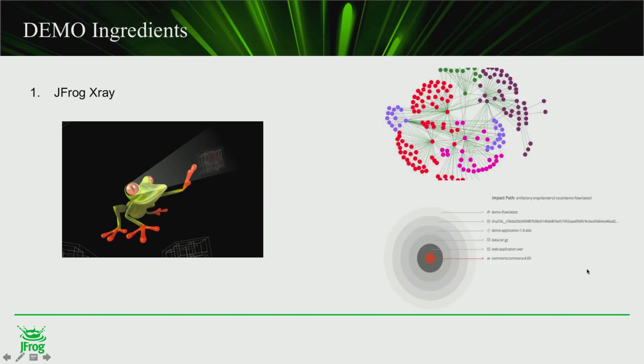So the first ingredient is JFrog X-Ray. For those of you who aren't familiar with JFrog X-Ray, it is a tool for doing component analysis, for building out those component graphs that we were speaking about, and then for being able to tag those graphs with the sorts of issues we've been talking about. And then based on that, it does impact analysis if a new issue comes in, to see how that impacts all of the packages based on the component graph.